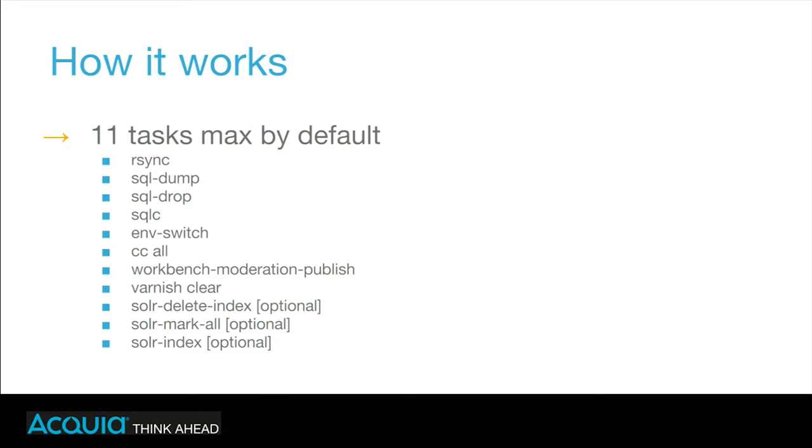By default, a single preview sync would involve 11 tasks, and some of these tasks are optional. It's important to note that this task list is completely alterable. So if you don't want to do a task or you want to insert a new task into it, it can be altered. And you'll notice that all the tasks are just Drush commands. The first one, rsync the files. Second one, dump the database. Third, drop the preview database, not your production database. You've got to be quite careful about these things.